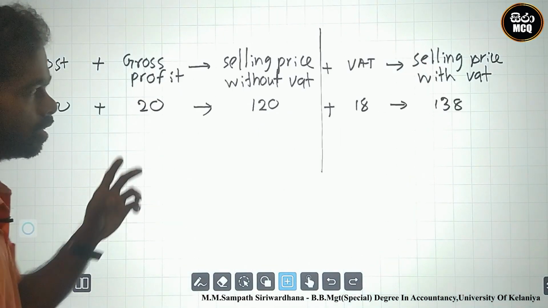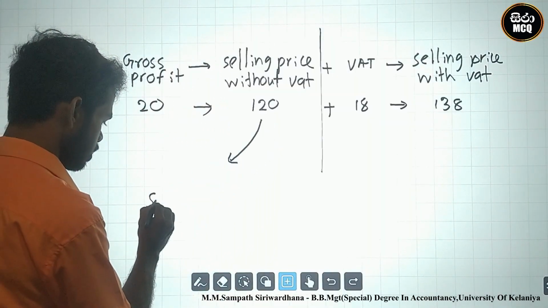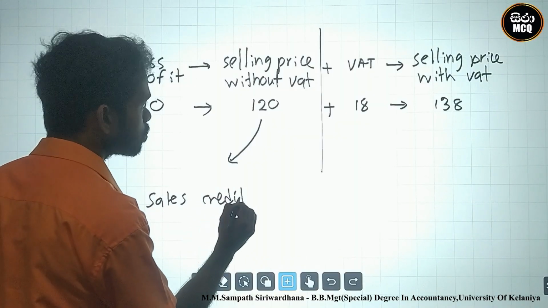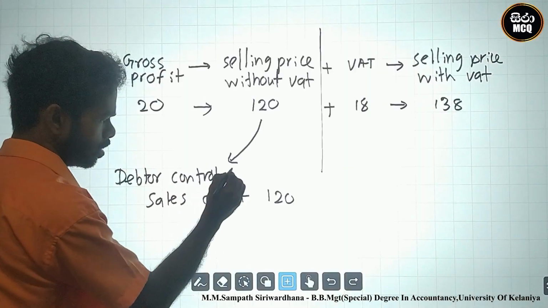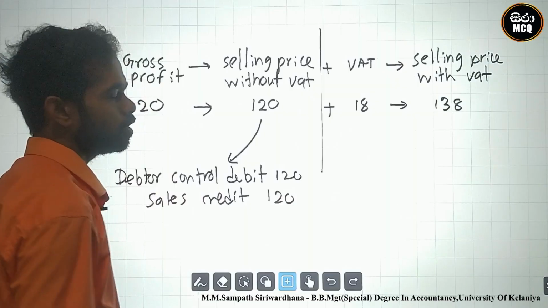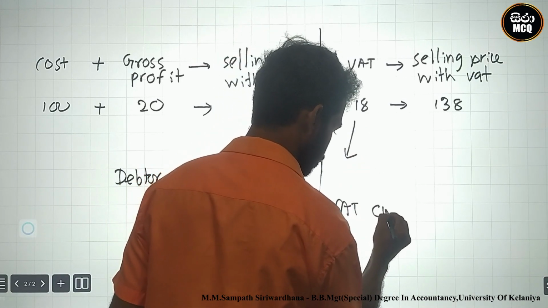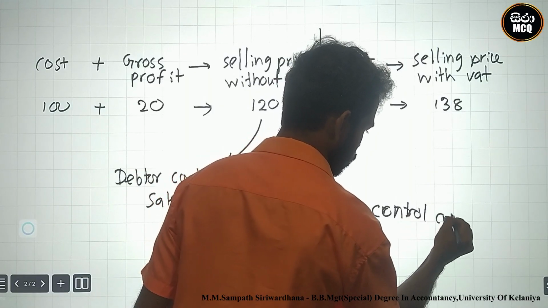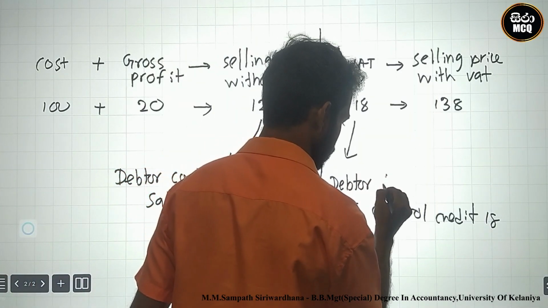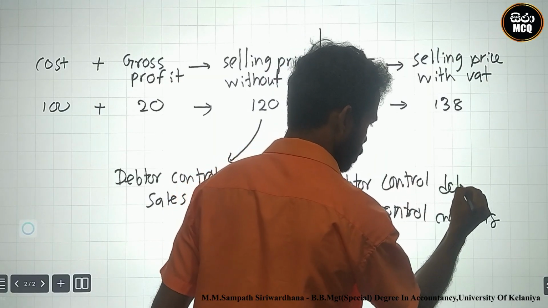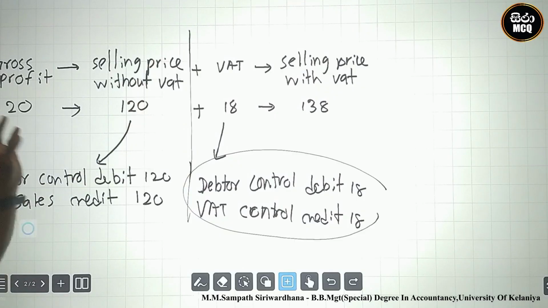After that, we must identify the VAT amount. Okay, VAT amount. What is the double entry for the VAT amount? What is the double entry for credit sales? Sales credit 120, debit to debtor control, debit 120. What is the double entry for VAT? Sales credit, no, VAT must be credit. Therefore, VAT double entry: VAT credit, VAT control credit 18, debit to debtor control, debit 18. This is the double entry for VAT. Up to this point was done.